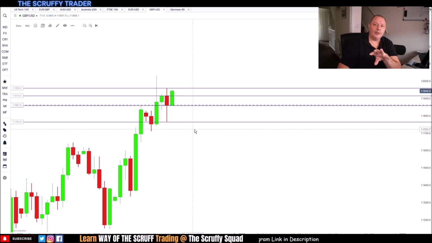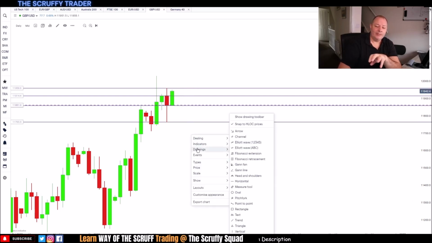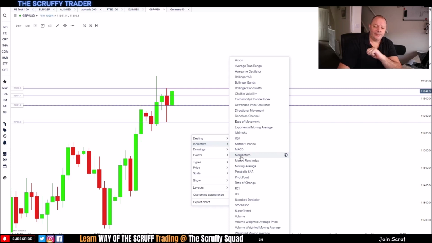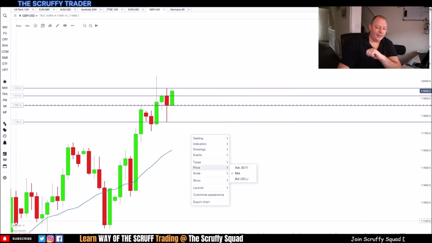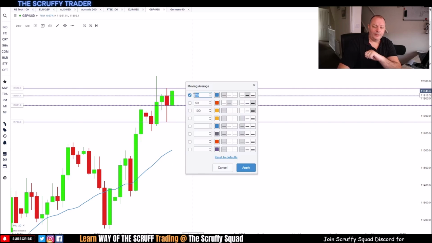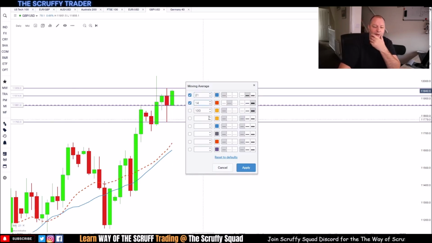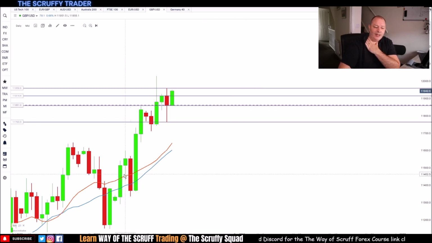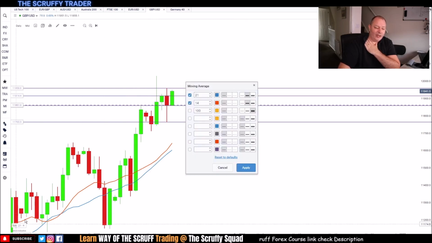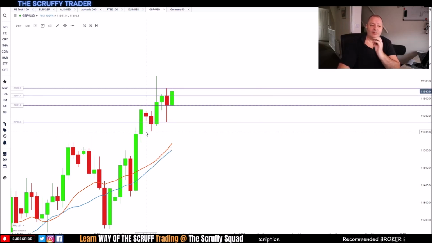Now the next part of the puzzle is a moving average. If I put two moving averages on here, what we're looking for is a 21 and a 14. Doesn't matter about the colors, guys, it's just so you can see them. We can see on the daily it is trading up. Why is that? Well, if I just quickly flash that back on, you can see the faster one is above the slower one. All right, so that's a good point.